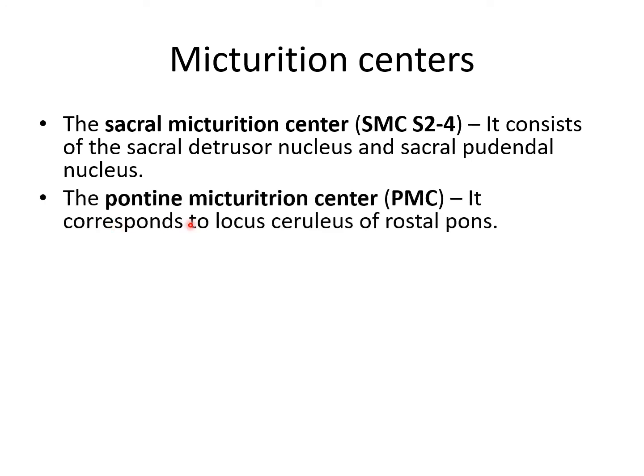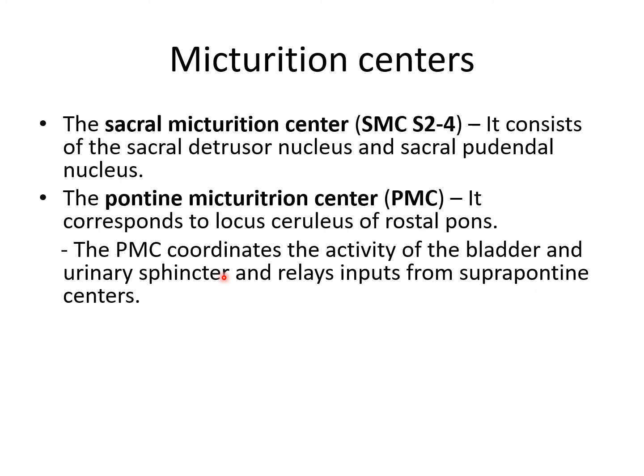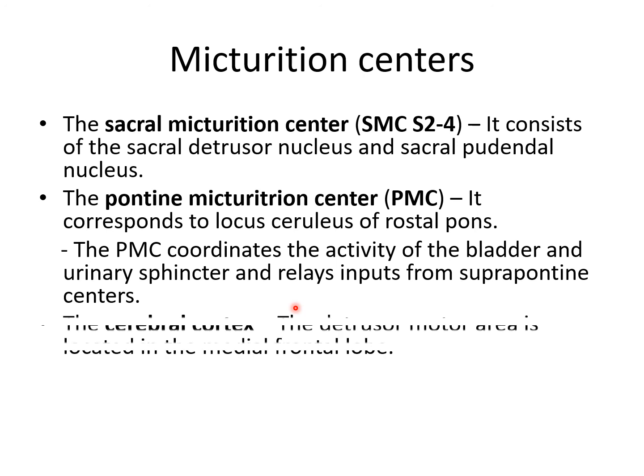Next is the pontine micturition center. It is situated in the pons. It corresponds to the locus coeruleus of the rostral pons. The pontine micturition center coordinates the activity of the bladder and the urinary sphincter. So its function is mainly coordinating the bladder and the sphincter and relaying input from the suprapontine center. It also takes input from the suprapontine area and relays it to the sacral micturition center.